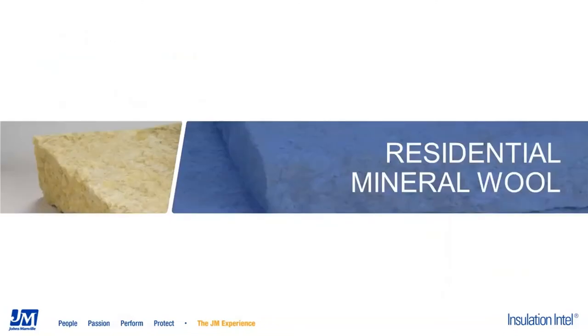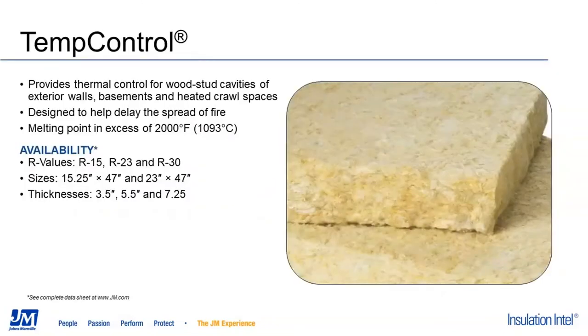So getting into a couple of the applications, some of our residential products, we have our temp control product. This is where R value would matter in a residential application. So you can see we have R15, R23, and R30 offerings. And this would be installed most typically on the exterior walls of a single family home where thermal properties are what you are trying to achieve.